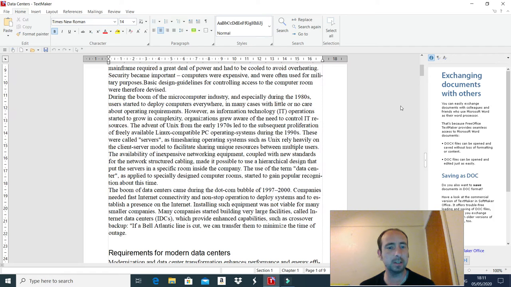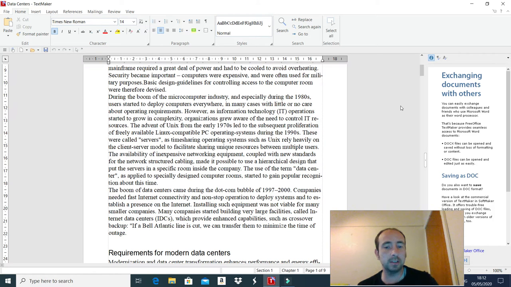The availability of inexpensive networking equipment, coupled with new standards for network structured cabling, made it possible to use a hierarchical design that put the servers in a specific room inside the company. The use of the term data center as applied to specifically designed computer rooms started to gain popular recognition about this time.